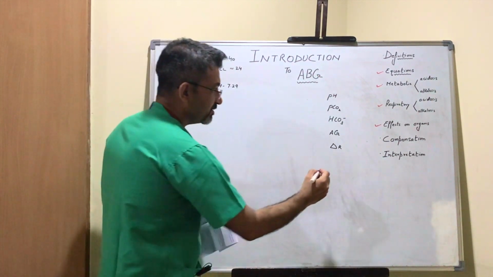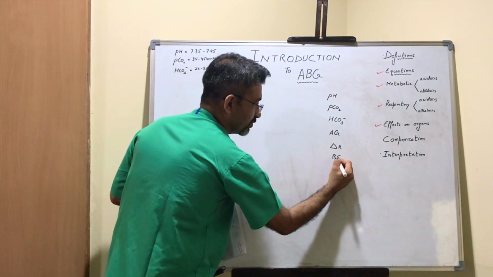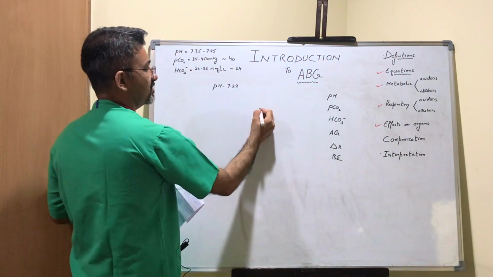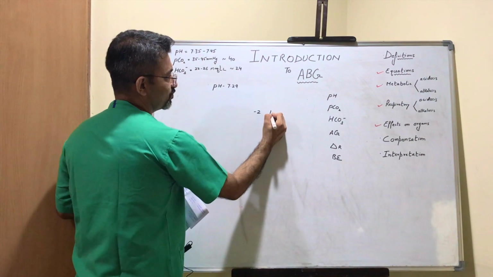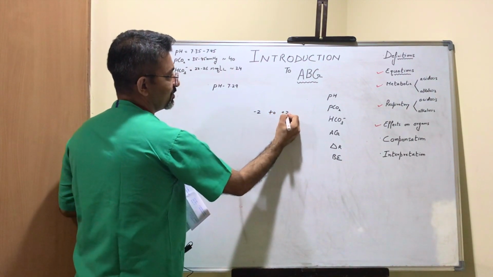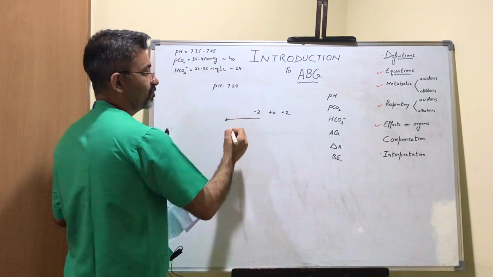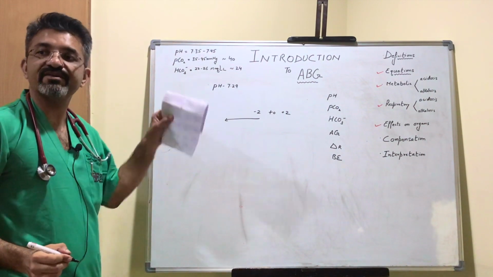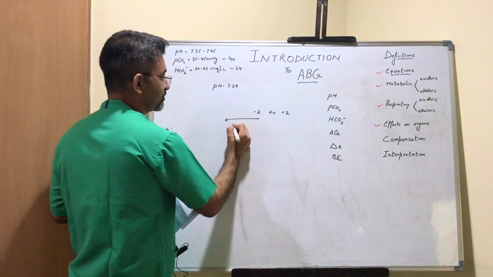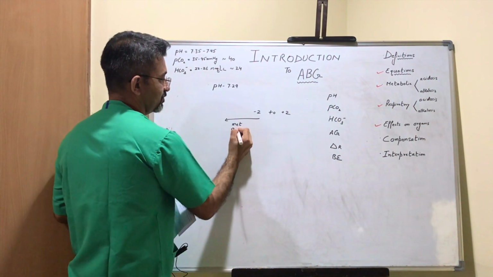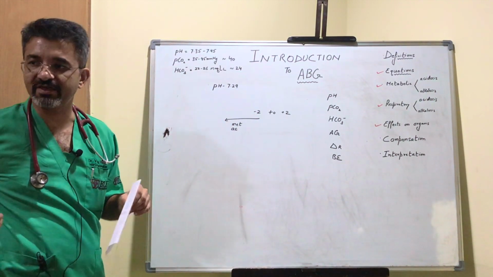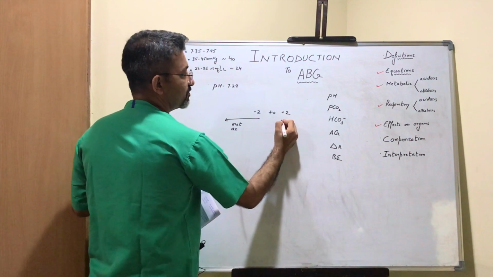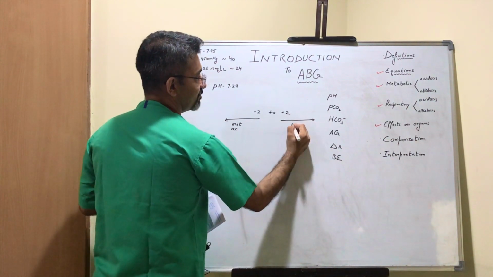Then you always see base excess also. What is base excess? Base excess is nothing. Just remember the value. It is from -2 to +2. Anything more negative than -2 is metabolic acidosis. -3, -4, -6, -10 means more metabolic acidosis. Anything more positive than +2 is metabolic alkalosis.